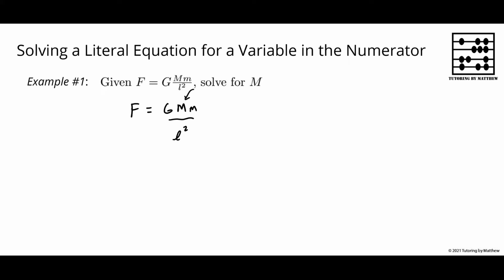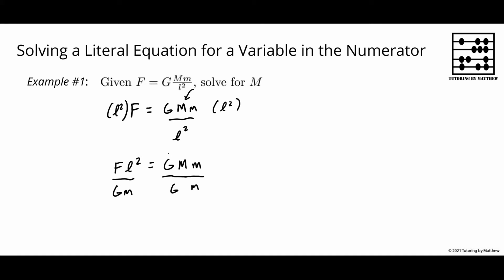First, undo division by L squared by multiplying both sides by L squared. Rewrite the left side as F times L squared equals G times big M times little m. Next, you have a choice, and my preference is to divide both sides by both G and little m at the same time.